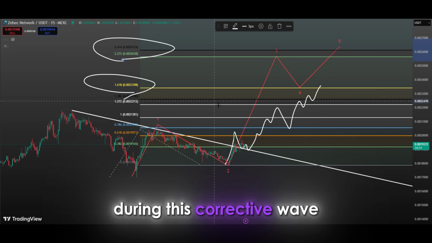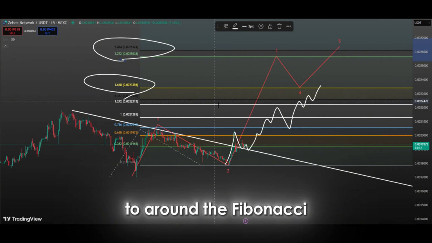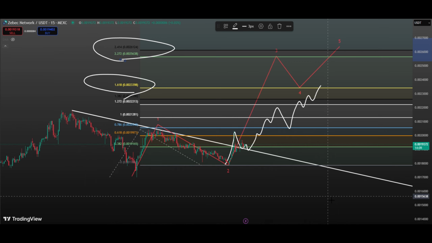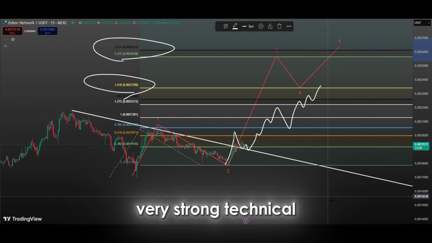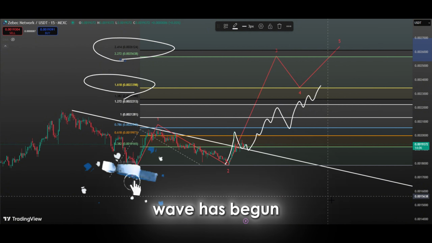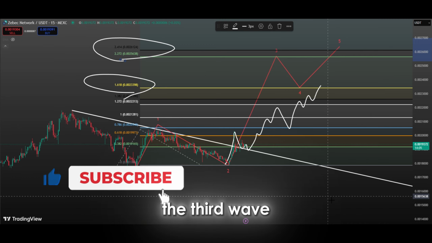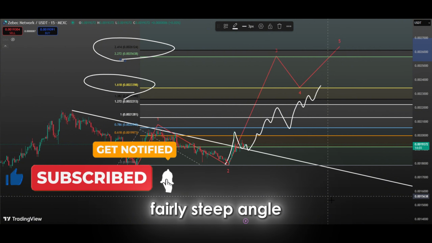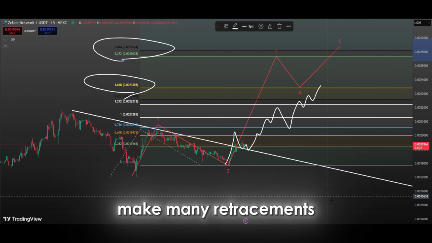During this corrective wave, the price dipped to around the Fibonacci retracement levels of 0.618 or 0.786, only to be met with a strong buyer response. This can be interpreted as a very strong technical signal that the second wave is over and the third wave has begun. One of the characteristic features of the third wave is its sudden acceleration. This wave usually rises at a fairly steep angle and usually doesn't make many retracements.